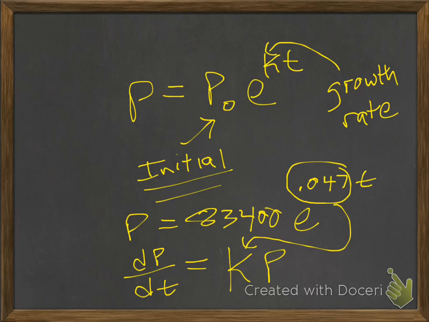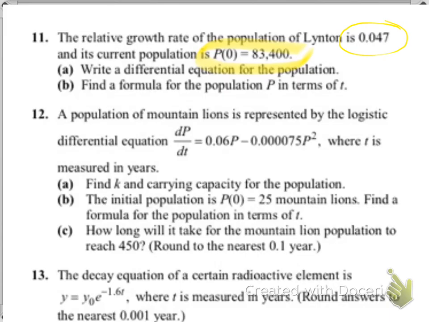So if you take a look at that, that's going to be our derivative: kP. It's actually a statement of the fact that for exponential growth functions, the rate at which they grow is directly proportional to the actual function value itself. So this problem becomes relatively straightforward. If it asks you what's the differential equation for this thing, it's that 0.047P.